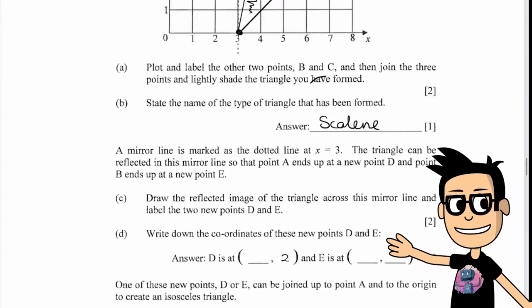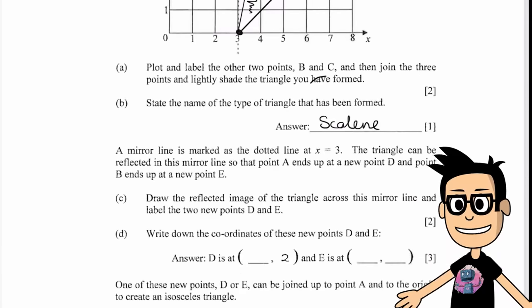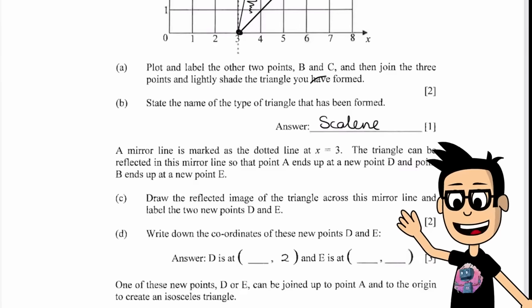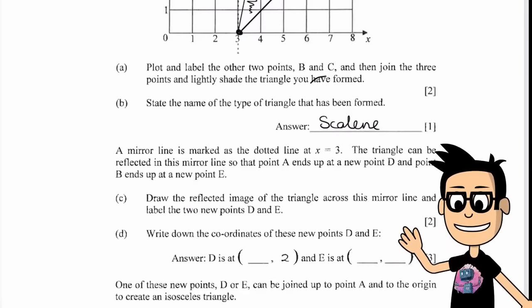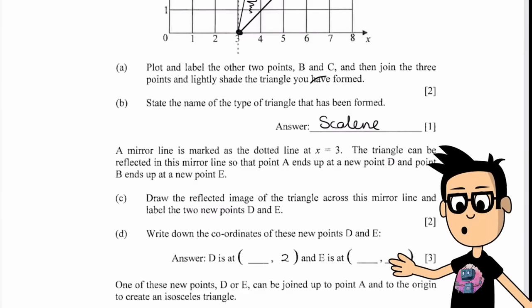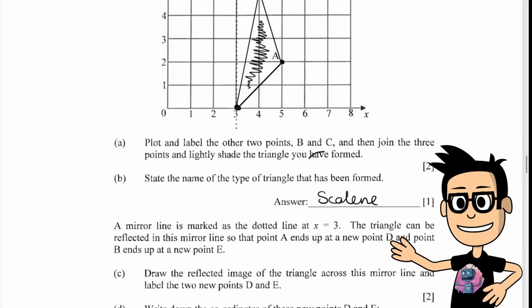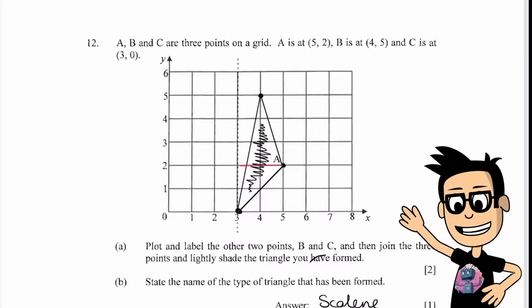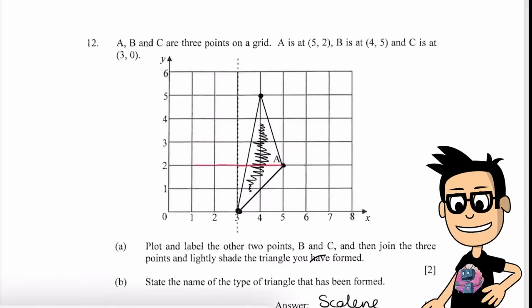Marvelous. And then it states a mirror line is marked as the dotted line at x equals 3. The triangle can be reflected in this mirror line so that point A ends up at a new point D and point B ends up at a new point E. So we now need to draw the reflected image and then label the 2 points. So the best way to do this is to see exactly the distance away from the mirror line. So if we take A, we know we have to go 1 square and 2 square, which means our D will be 1 square and 2 square, and we can mark our D.